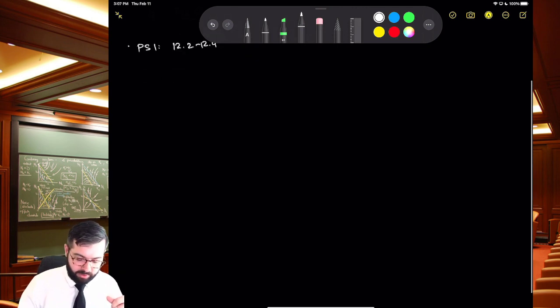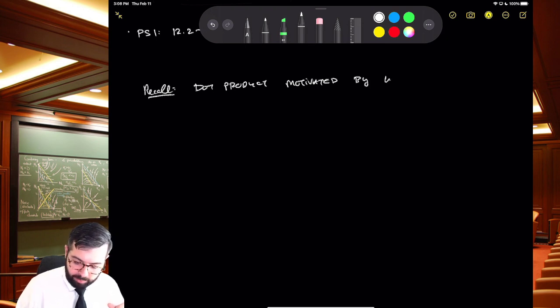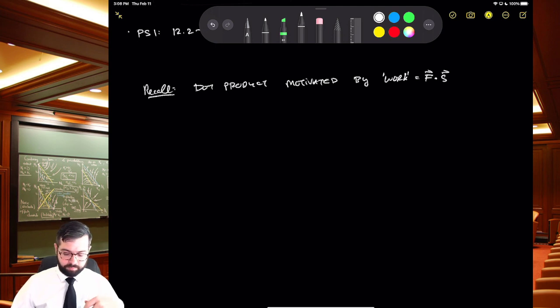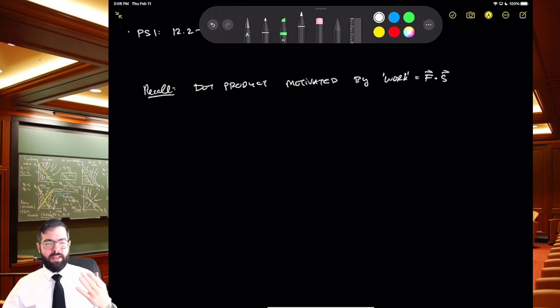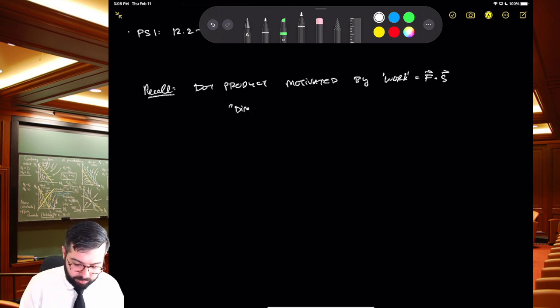And we saw that the dot product was motivated by what in the real world? Work. Yeah, by work, which is the force times the displacement. So we had to figure out what that is, and it turns out it's not just the force and the distance it went, but it's the component of the force in the direction that it was displaced. And so this is kind of like a directional multiplication.